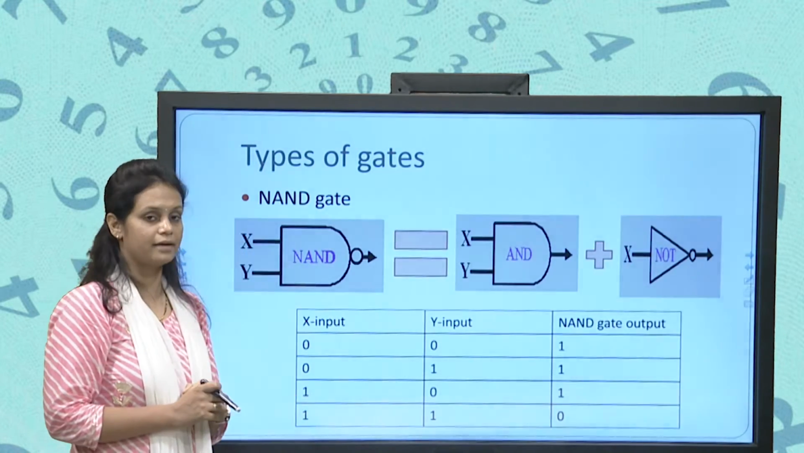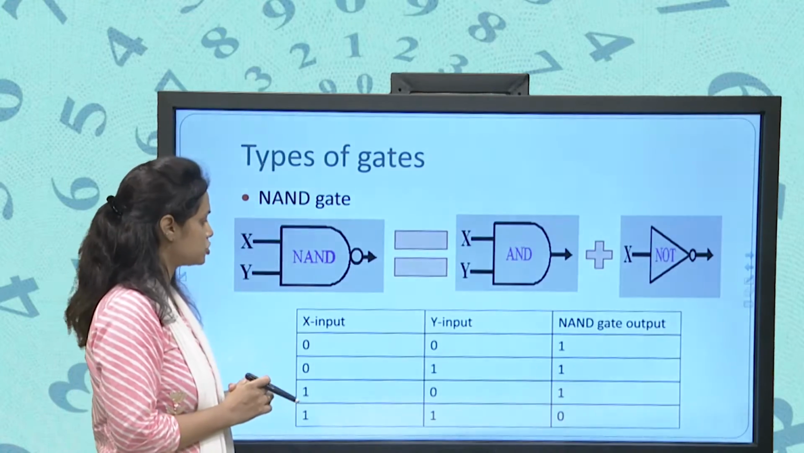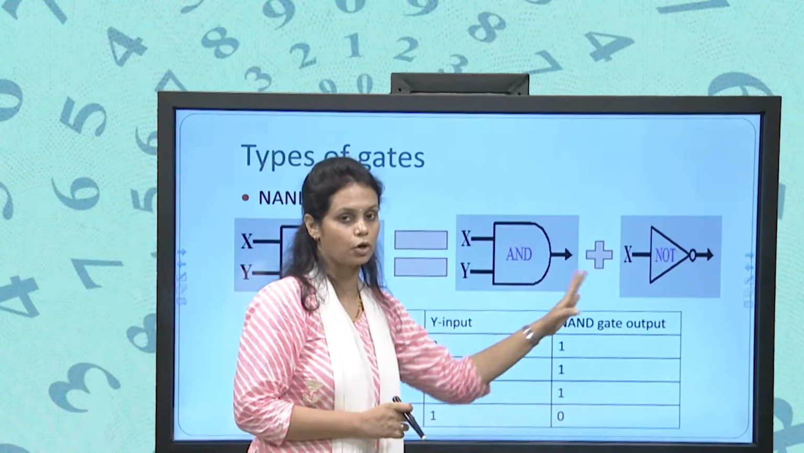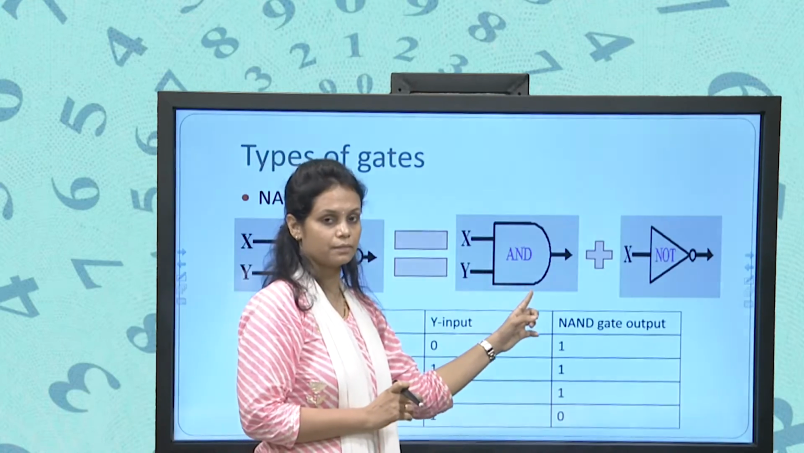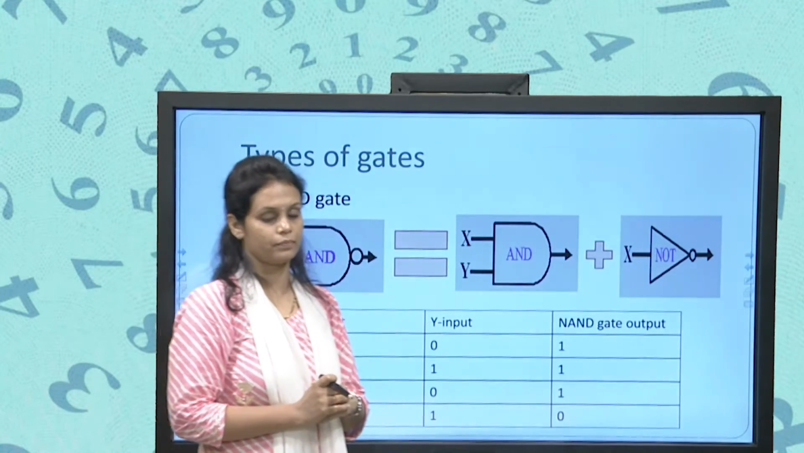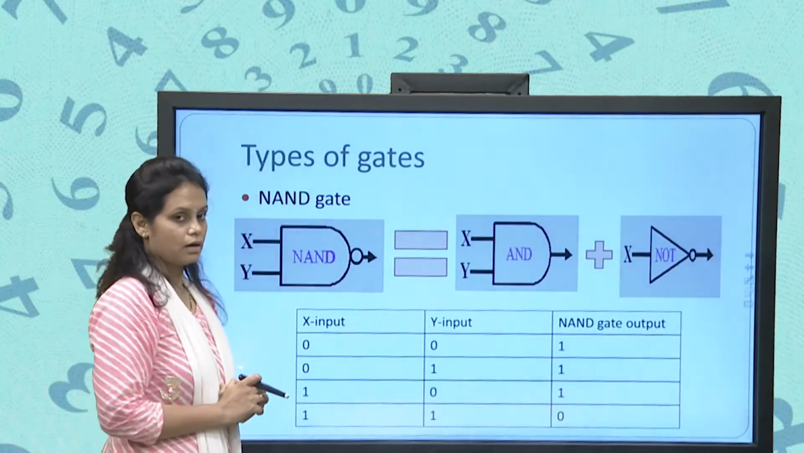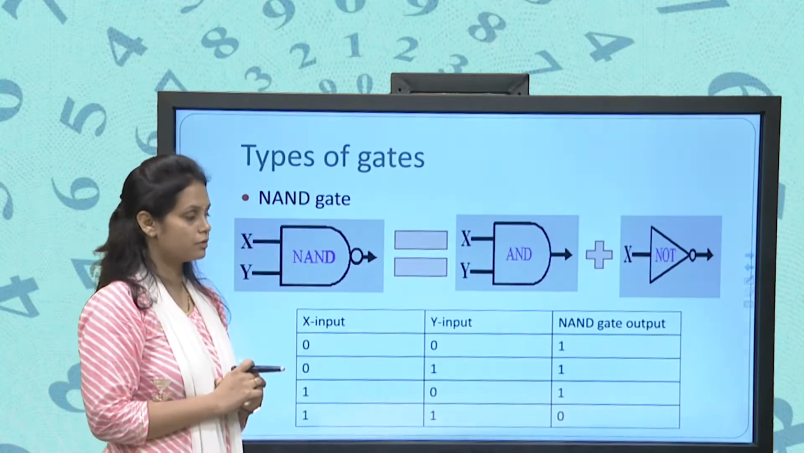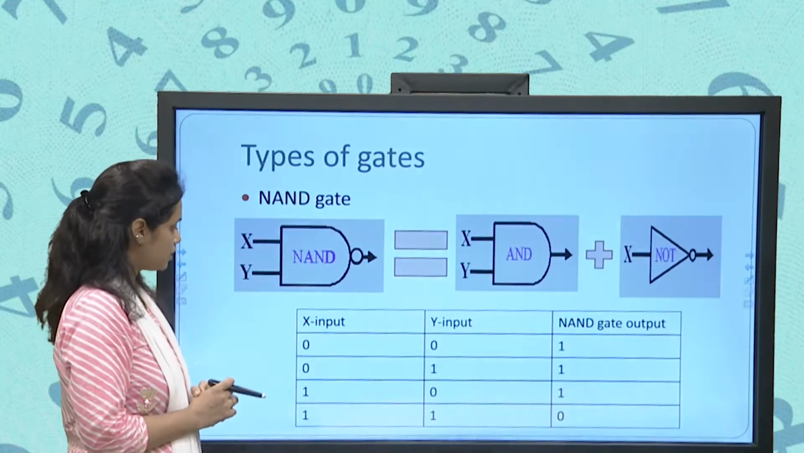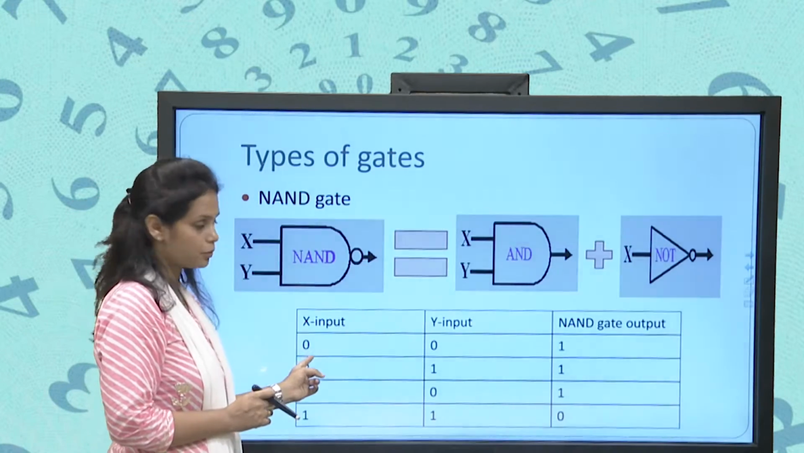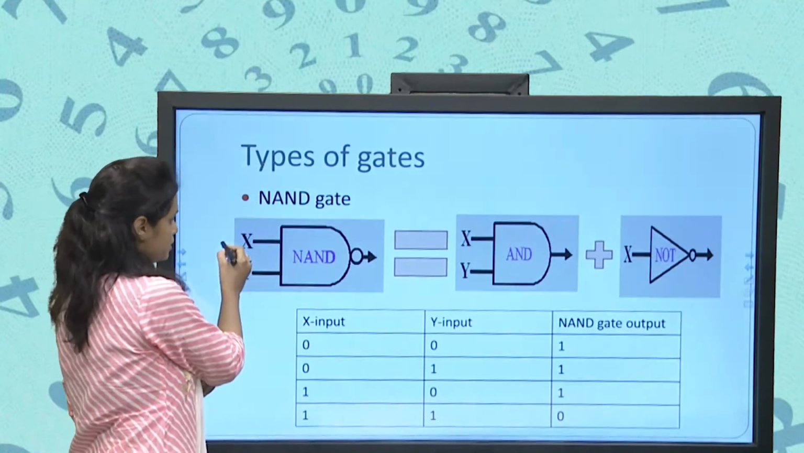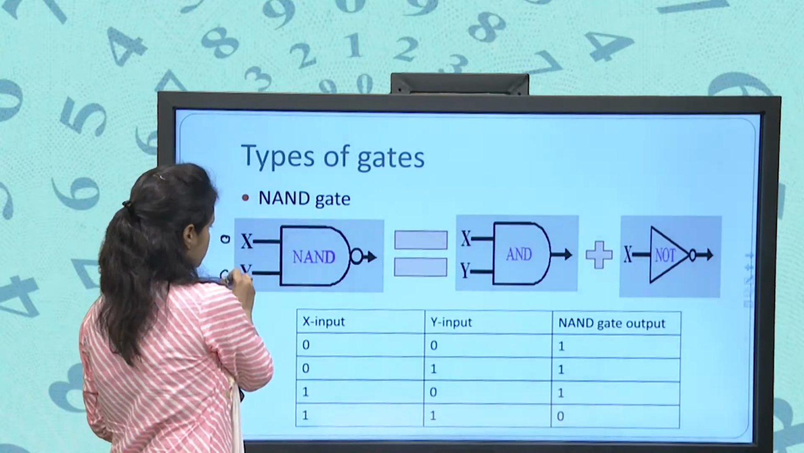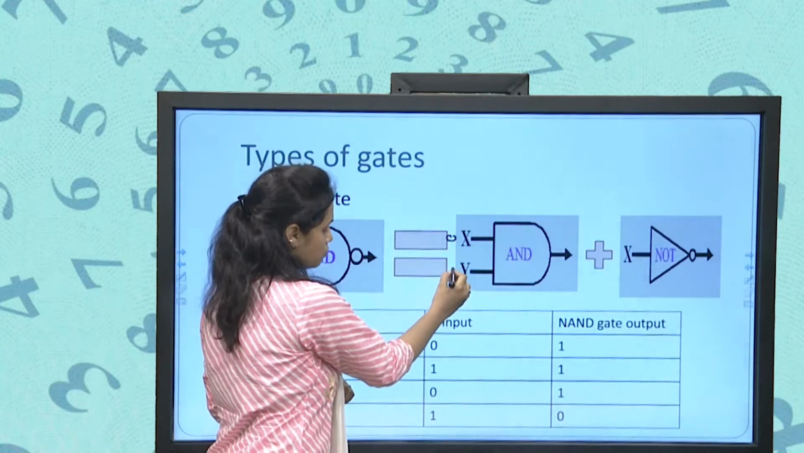Now what is the NAND gate? The NAND gate is the combination of the AND gate plus the NOT gate. Fine. Now we will see how this will perform. Suppose our x input is 0, y input is 0.